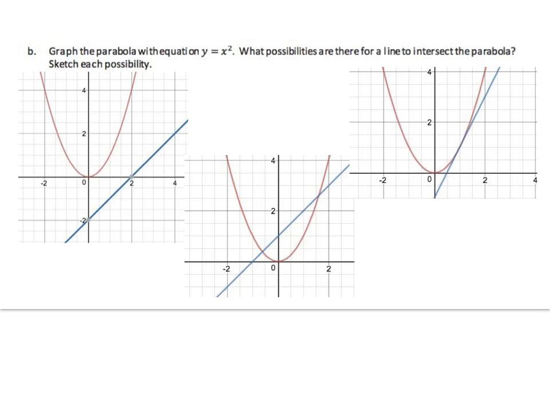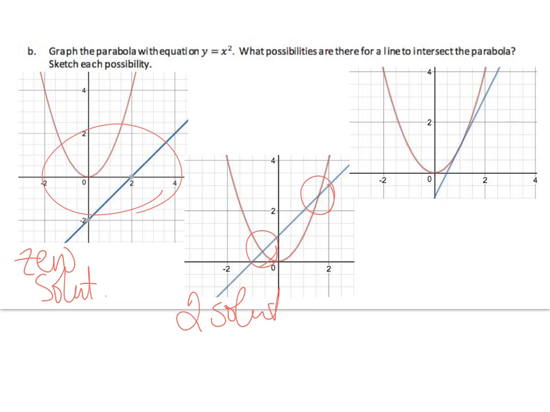Graph the parabola with equation y equals x squared, which I've done for us. What possibilities are there for a line to intersect with a parabola? Sketch each possibility. Again, here we have 0 solutions, when the line and the parabola don't touch. Here we have 2 solutions. They intersect in 2 points. And here we have 1 solution. And those are really our only possibilities.